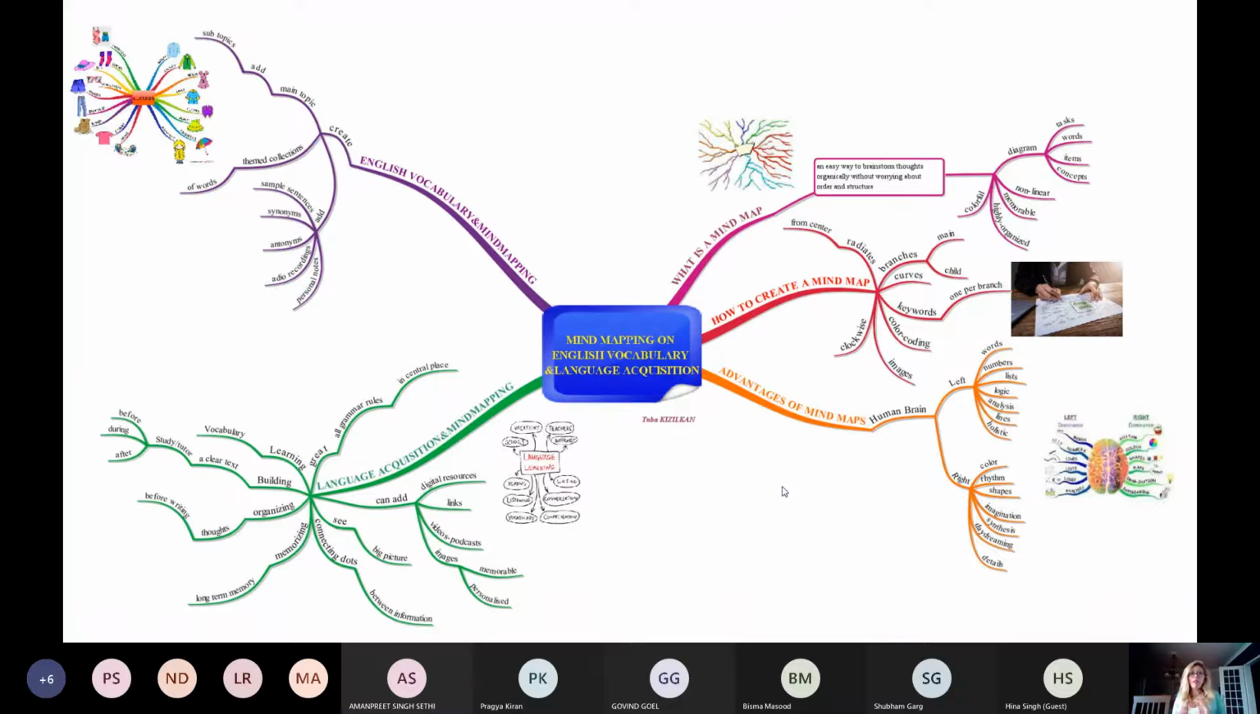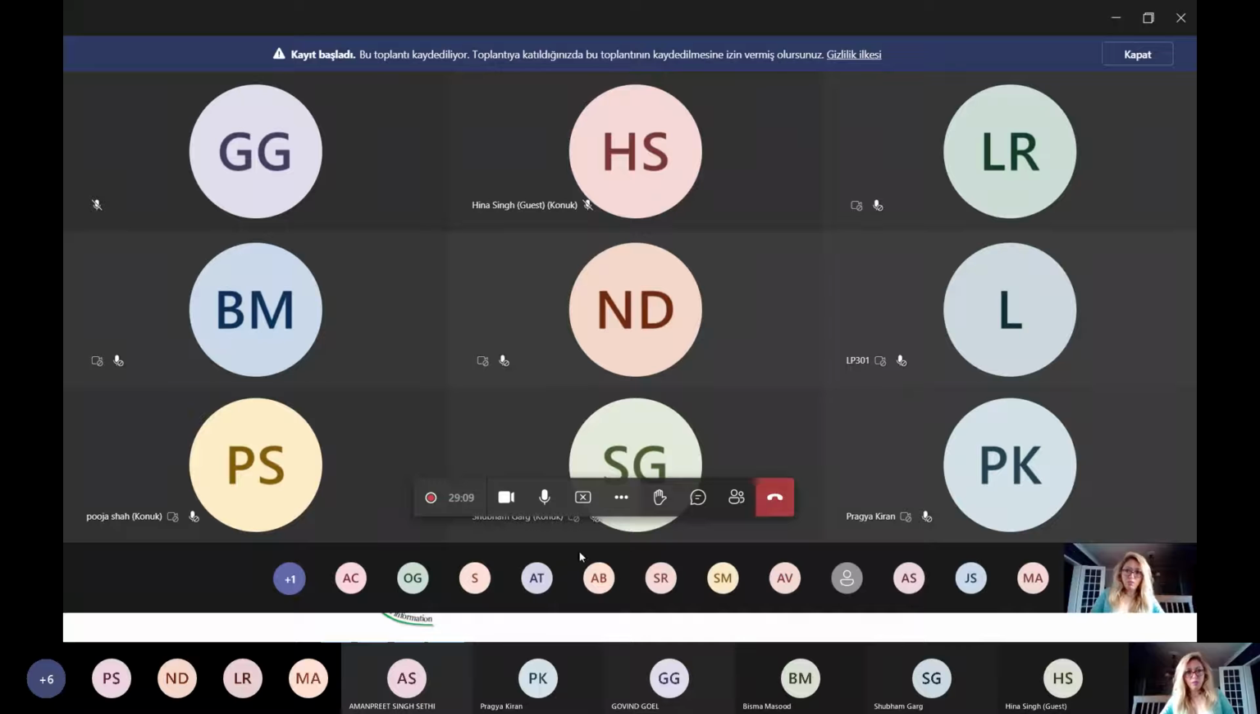And what are the advantages of mind maps? Because it's very easy actually.